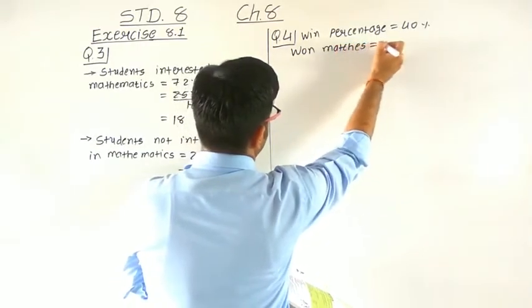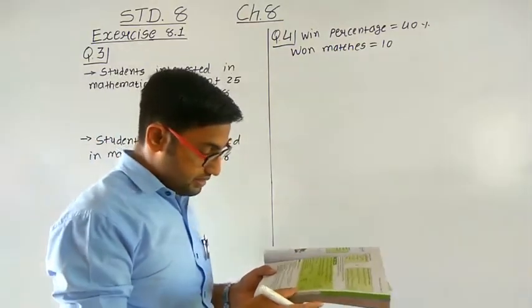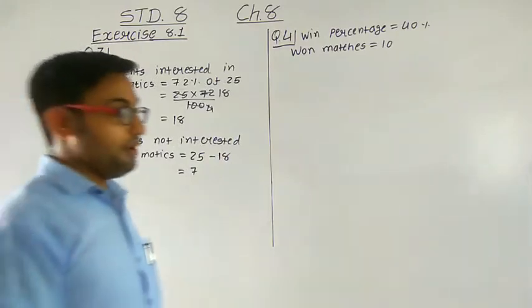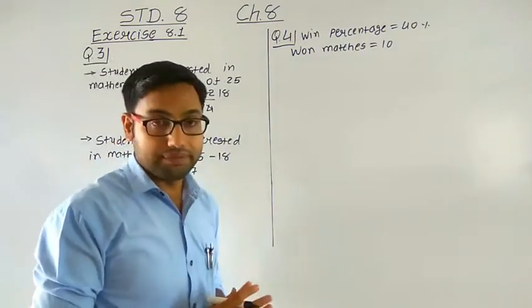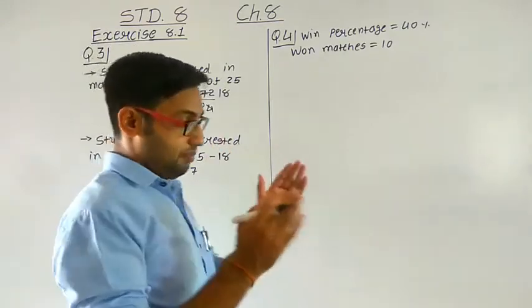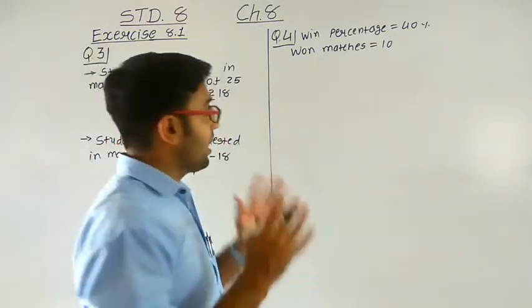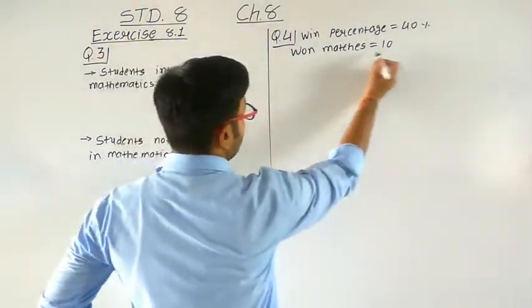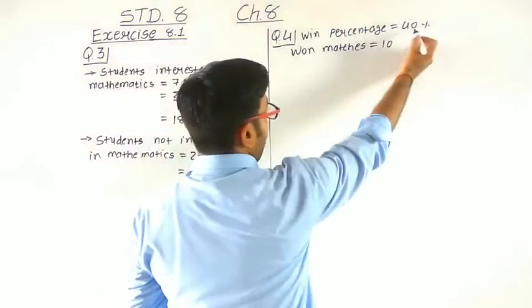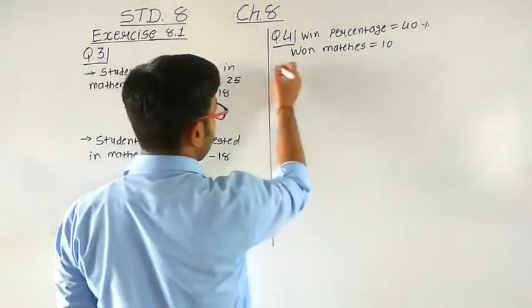Matches won is equal to 10. Right? How many matches did they play in all? That means how many total matches they played. One situation is that they played some number of matches, like 30 matches or 40 matches. Out of that they won 10 matches, and it is 40% of the total matches. So we don't know the total matches.